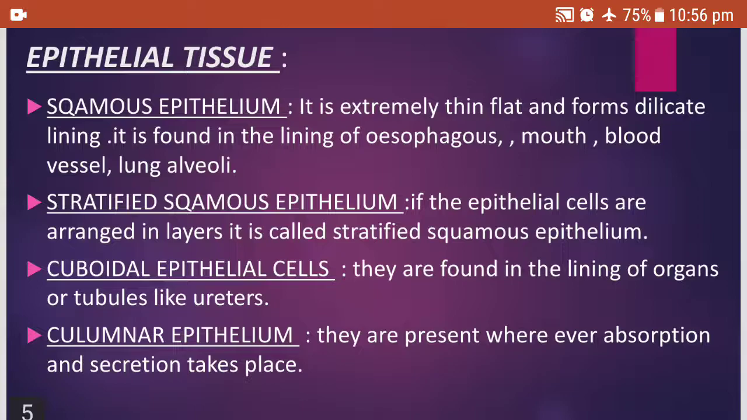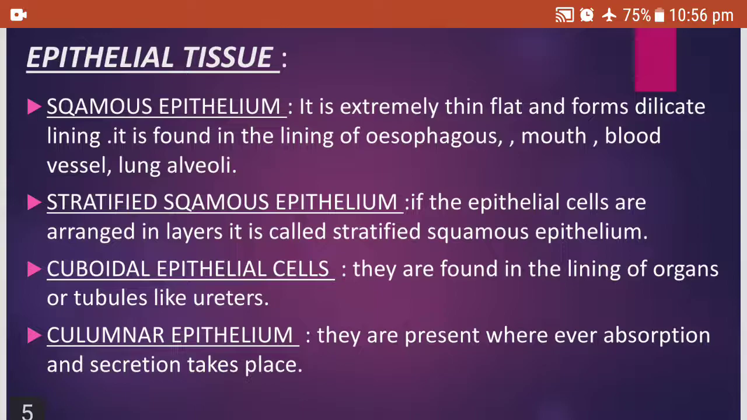Epithelial tissue in detail: we know it forms the outer covering of the body. If it is extremely thin, flat and forms a delicate lining, then it is called squamous epithelium. It is found in the lining of the esophagus, mouth, blood vessels and lung alveoli. Whereas if the epithelial cells are arranged in layers, it is called stratified squamous epithelium.